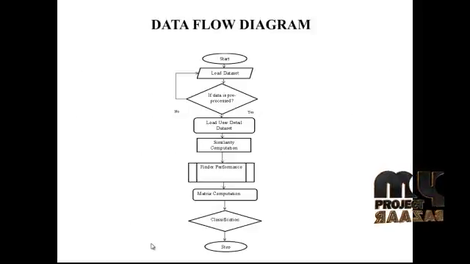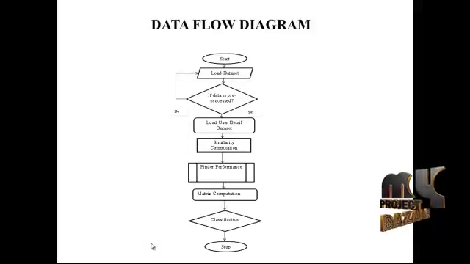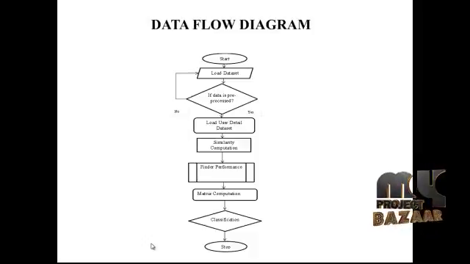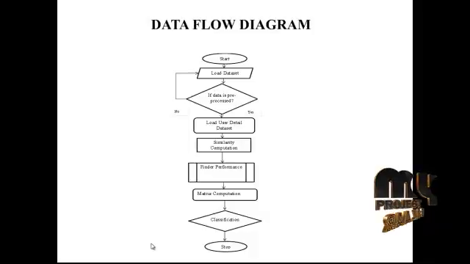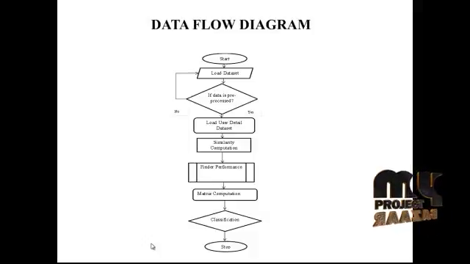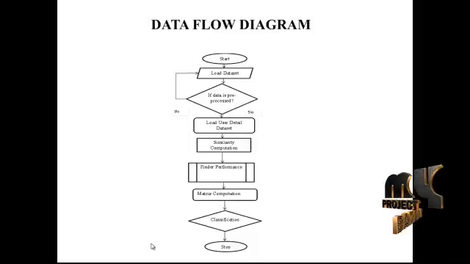Let's go to the data flow diagram. First, our process is data mining. So here we have to load the data set. After loading the data set into the database, we have to pre-process the data. After that, we have to compute the similarities, that is, the occurrences of the data. And finally, we have to evaluate the performance using matrix computation. After that, we have to classify the malignant and benign.